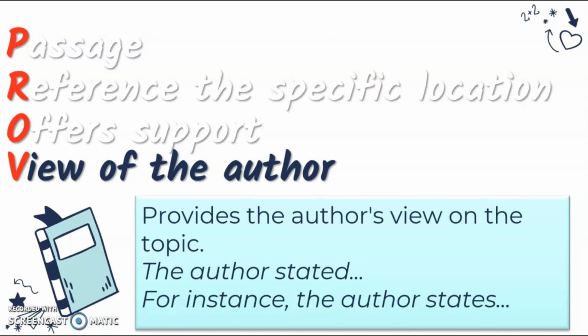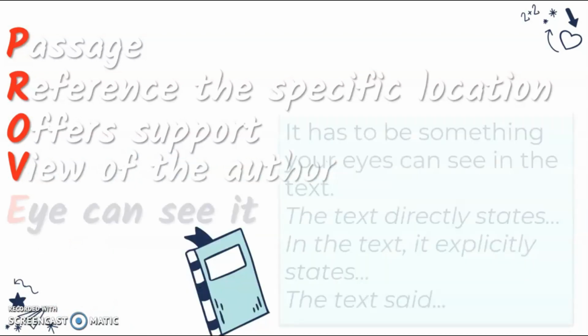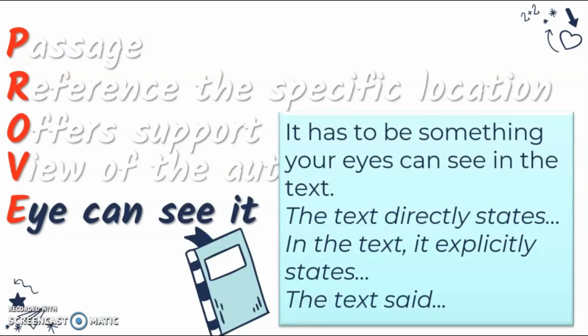V, which means view of the author. Provide the author's view on the topic. This could widen the reader's view about the text. You may use any of the following sentence starters. Next is, I can see it. It has to be something your eyes can see in the text. Therefore, textual evidence are those directly stated in the text which could help you explain what the statement is all about.